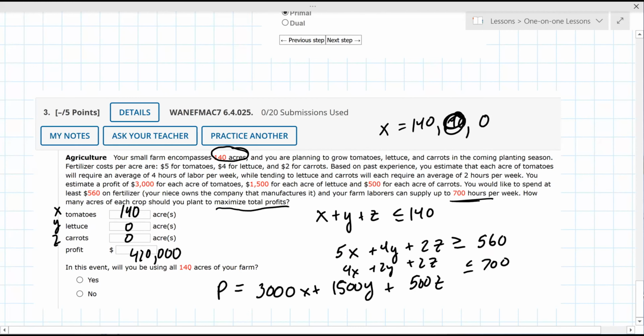So then, will you use all 140 acres of your farm? I think it is yes, because we're using all of them for tomatoes. Let me give that a try here. And that worked. Shocking. Okay, so we can go back and do 6.3, the last question, or move to 15.2. Let's move to 15.2. Okay.